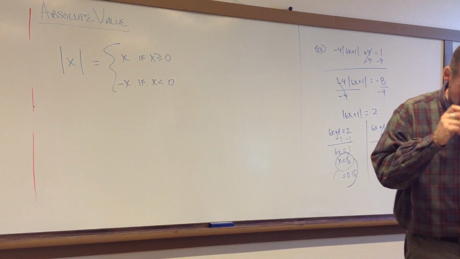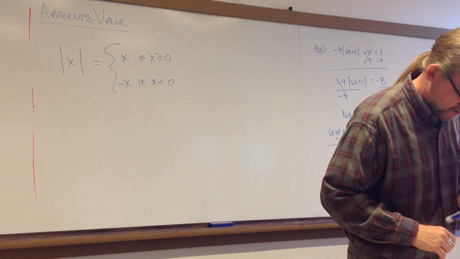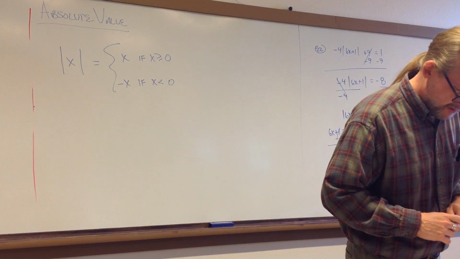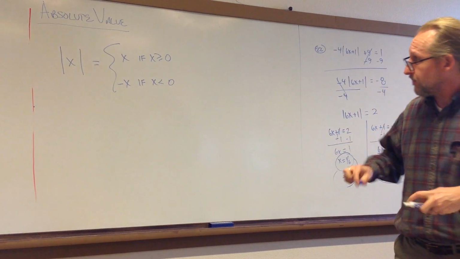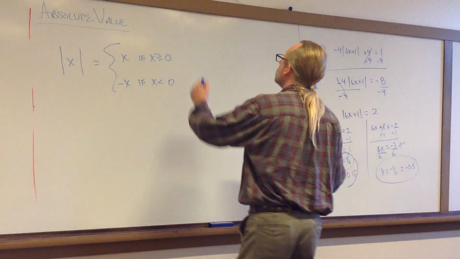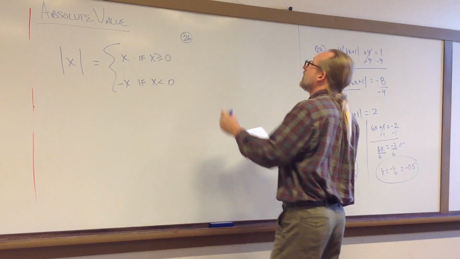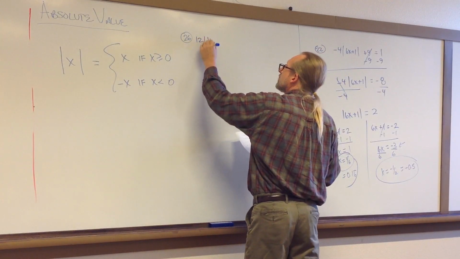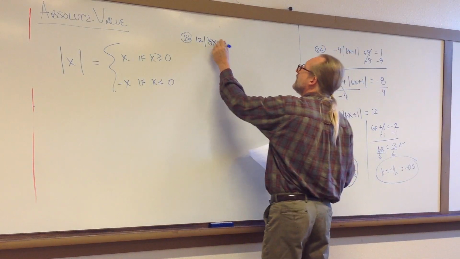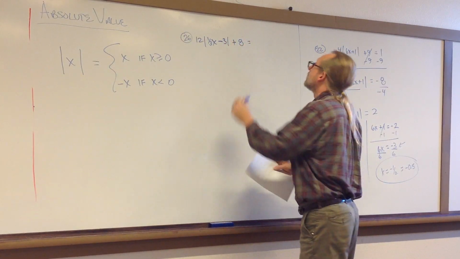Okay. All right, let's look at a couple more here. What else do we have? Okay. Let's see, let's go ahead and do problem 26. And I think that'll do it for this one. 12 times absolute value 1/3 x minus 3 plus 8. And then that equals 32.